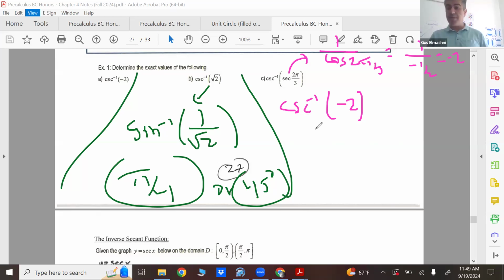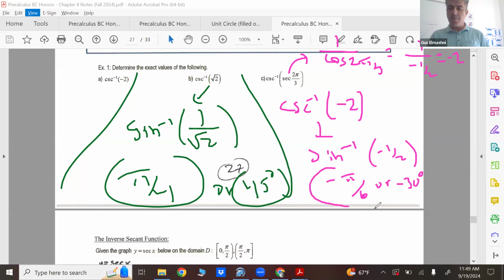Now, here, how do I think of this? Inverse sine of what, guys? Which is going to be at -pi over 6, or -30 degrees. That's how you want to think of it. Yeah, go, Kyle. Okay.